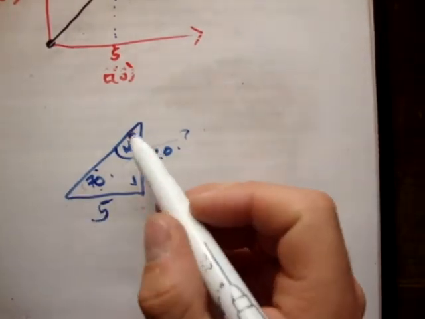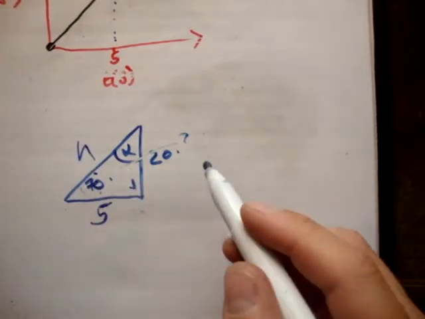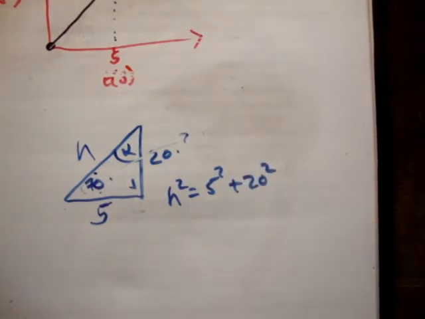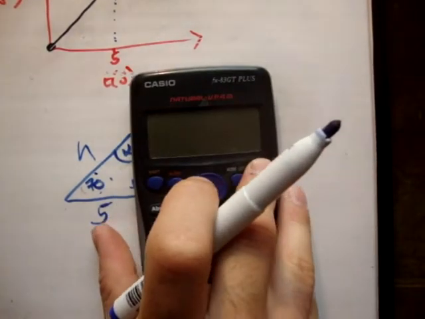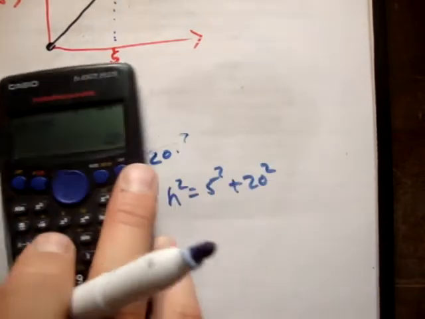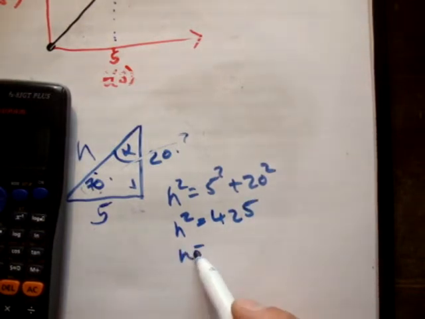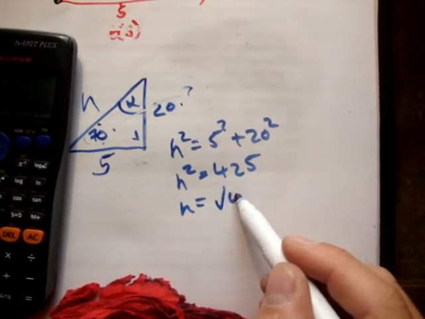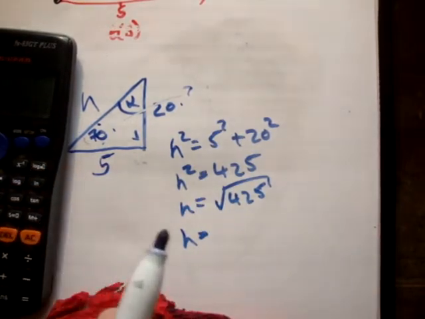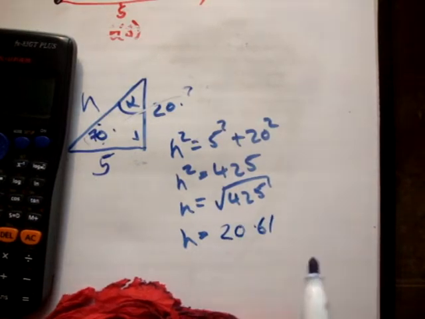What else do we know? Let's try the length of the acceleration line. That's a hypotenuse, so h squared is equal to 5 squared plus 20 squared, by Pythagoras. So h squared is equal to 425. h is equal to the square root of 425, which is 20.61.